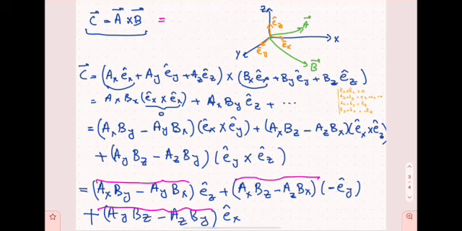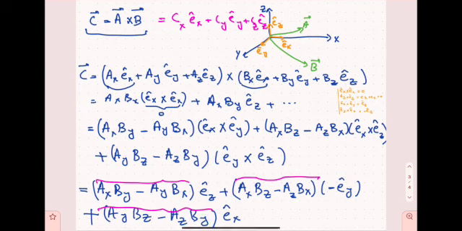So actually C could also be written as CX EX, CY EY plus CZ EZ. And now if we compare this to this, we can already write what are each components of C. So for example, CX times EX, that gives me here that CX should be this parenthesis. So CX should be AYBZ minus AZBY.